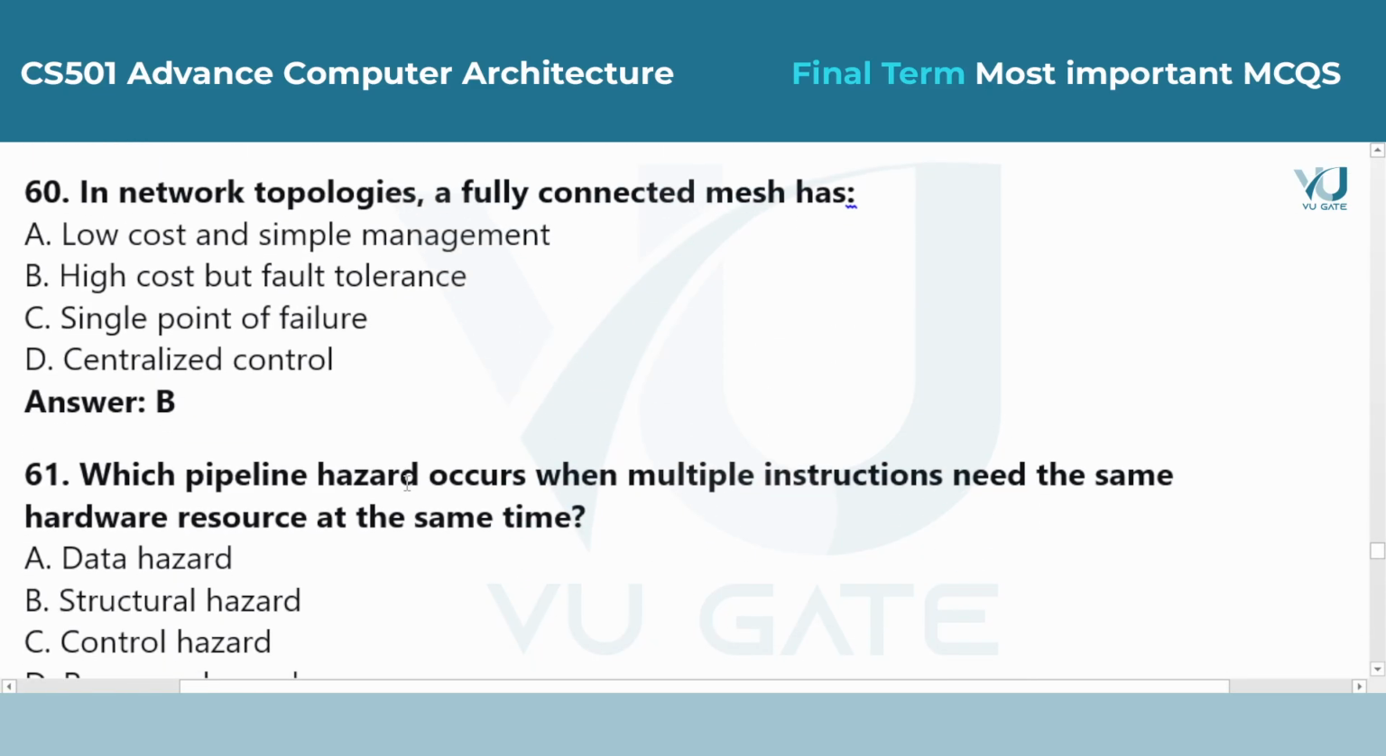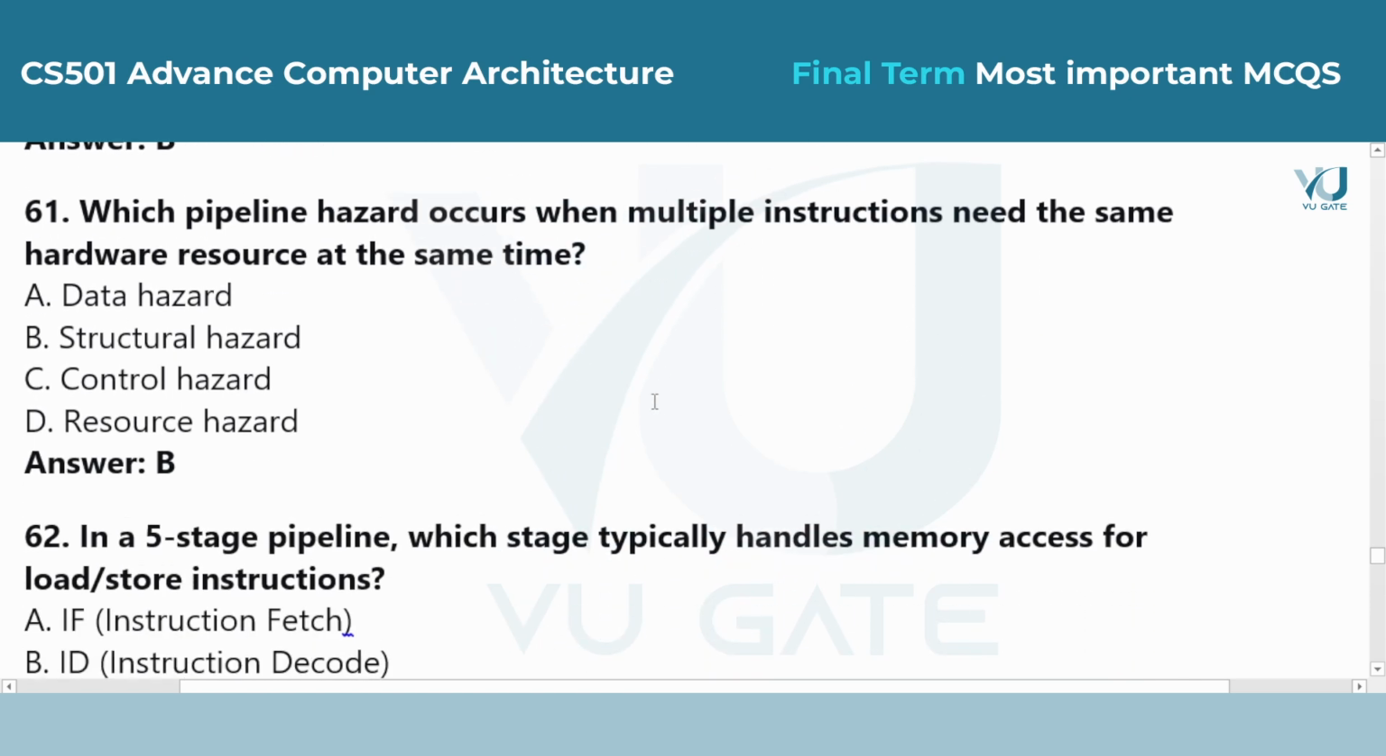60. Question: in network topologies, a fully connected mesh has? Answer: B. high cost but fault tolerance. Concept: since every node is connected to every other node, the network stays alive even if many links fail.